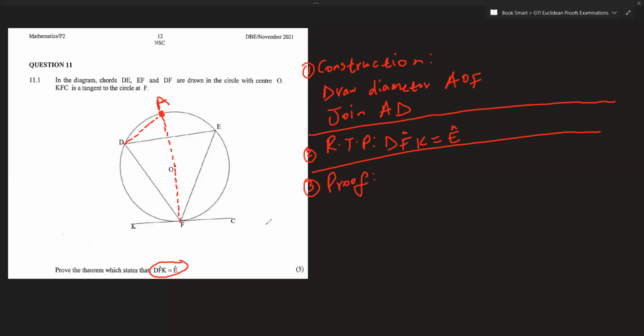Perfect. So ladies and gentlemen, we can do this now, right? We can all agree that this angle here will be 90. Why? Because the angle formed by the diameter is 90. Angle in a semicircle. So I'm going to say angle ADF, from A to D to F, equals 90 degrees. Your reason is angle in a semicircle.